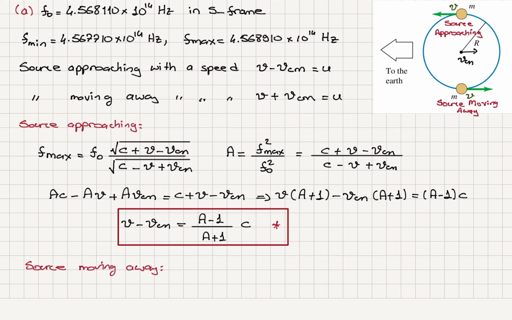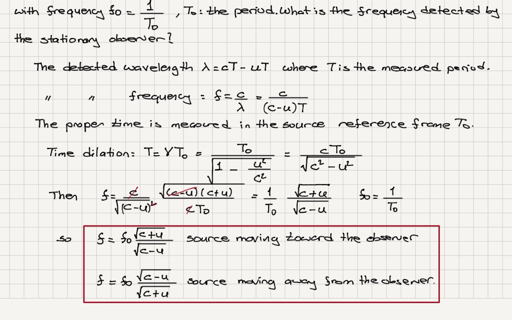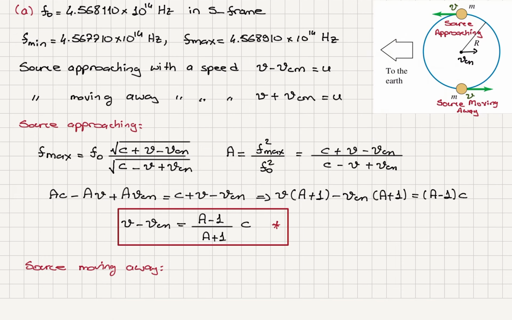And you know, when the source is approaching, we have a speed v minus v center of mass, and when the source is moving away, we have a speed v plus v center of mass. And we have found that the maximum frequency will occur when the source is approaching, and the minimum frequency will occur when the source is moving away from the observer. So that means we have maximum frequency, minimum frequency, and maximum frequency again. That means we complete one full cycle.